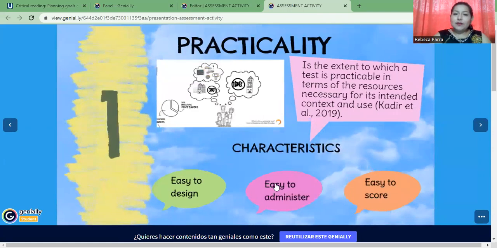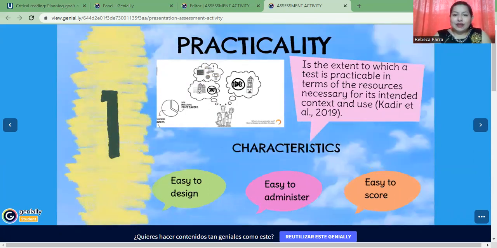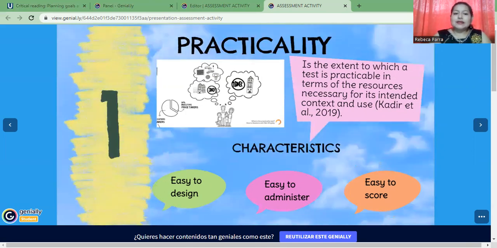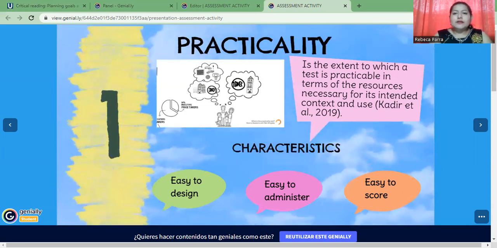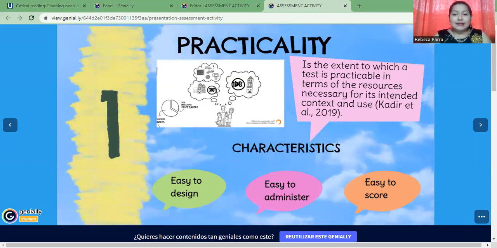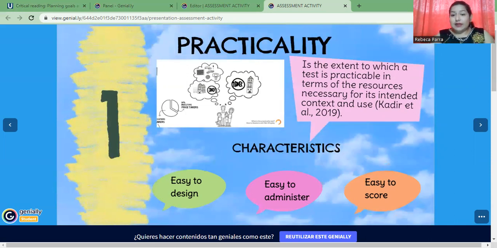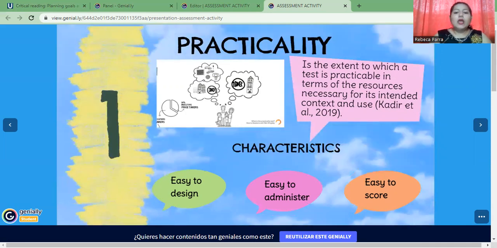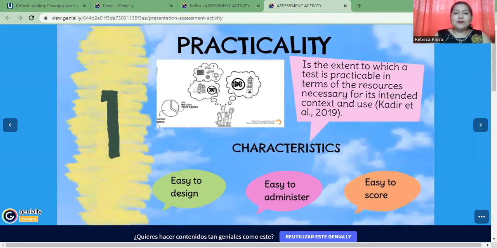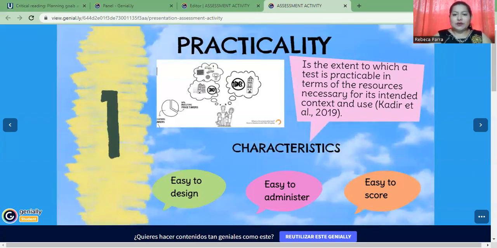Okay, now talking about the first principle, practicality. This principle of assessment can be defined as the extent to which a test is practicable in terms of the resources necessary for its intended context and use. A practical test should consider time, resources, and administration issues to evaluate the student work. In other words, it has three main characteristics: easy to design, easy to administrate, and easy to score.